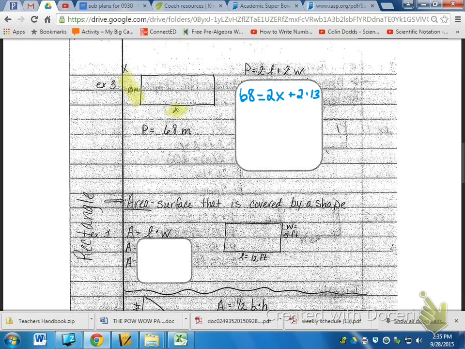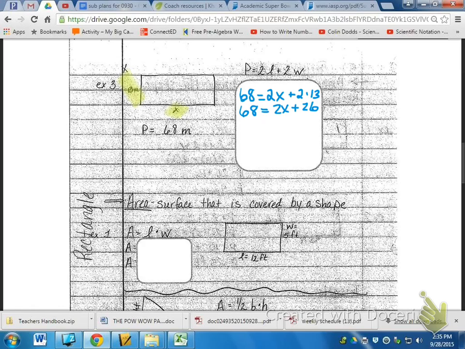What would I do next, Josh? Take 2 times 13. Which is? 26. Okay, so the rest of the equation I'm going to bring down. 68 equals 2x plus 26. This should look really familiar. This is our two-step equation. So what do we do next, Josh?